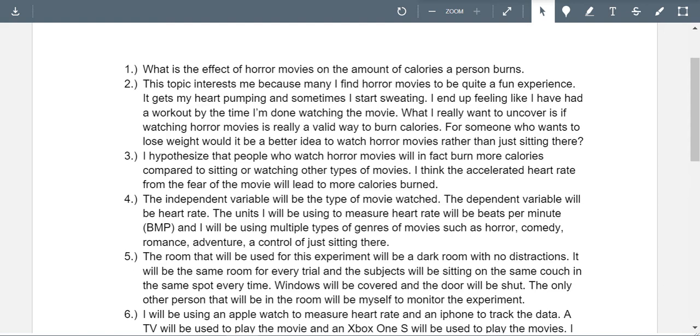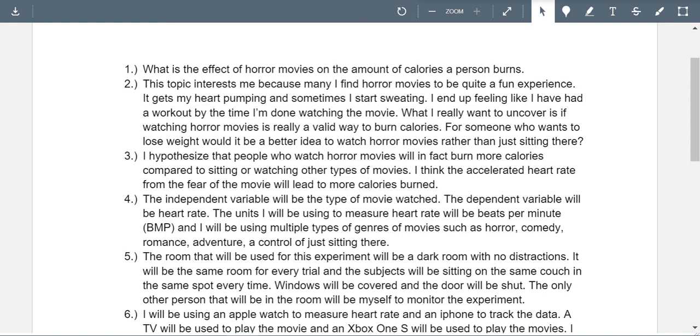But on the amount of calories a person burns. So as far as the research question goes, you do have a well-defined research question because I know what you're studying. That does not mean this is going to be an easy lab to control. And so let's take a look and see what we have.